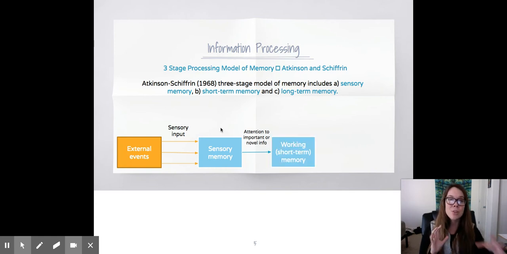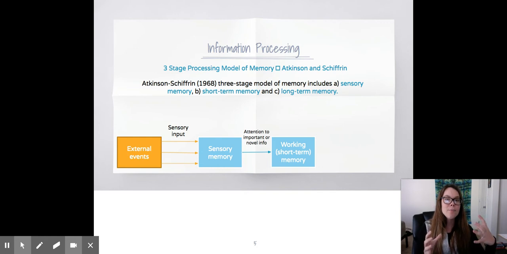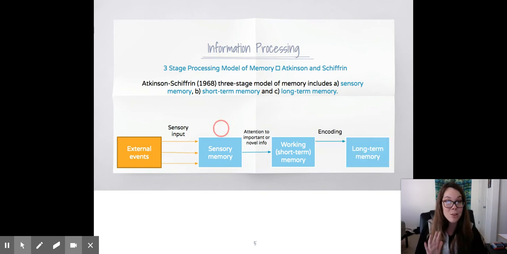So we have to start looking at a new term in the Atkinson-Shiffrin model, and it's called working memory. And working memory is the new term for short-term memory. So when you hear short-term memory, it is now called working memory because it is constantly trying to store and retrieve. Okay, it's always working, right? That's kind of my mnemonic. It's always working. And our working memory, its main goal is to encode it into long term.